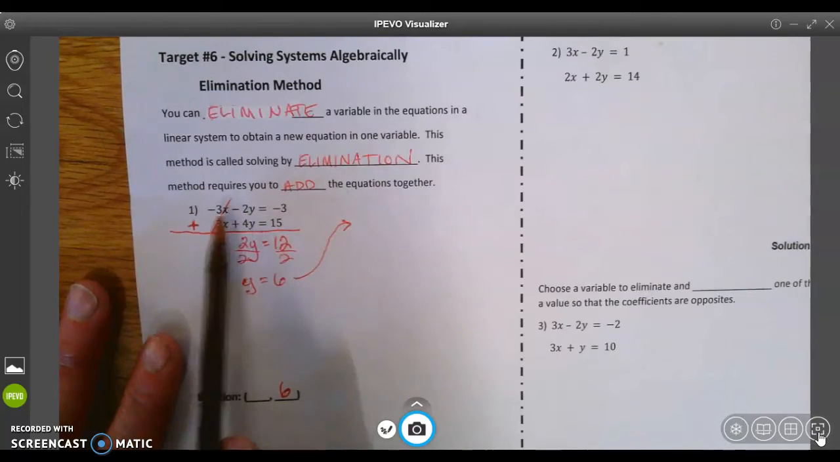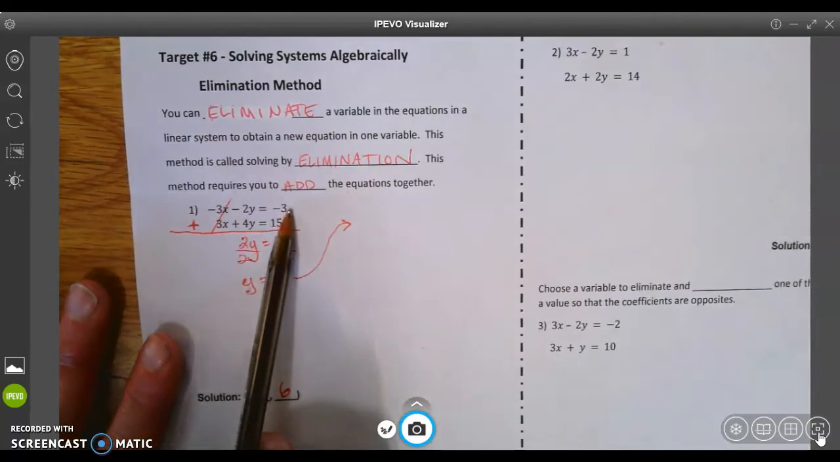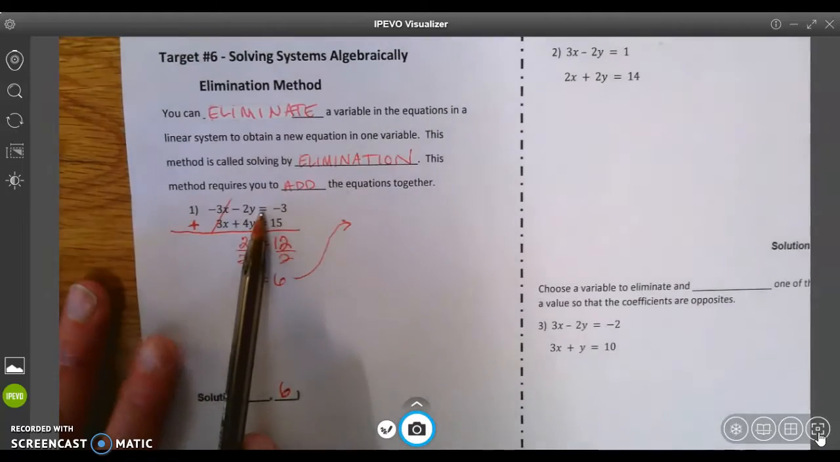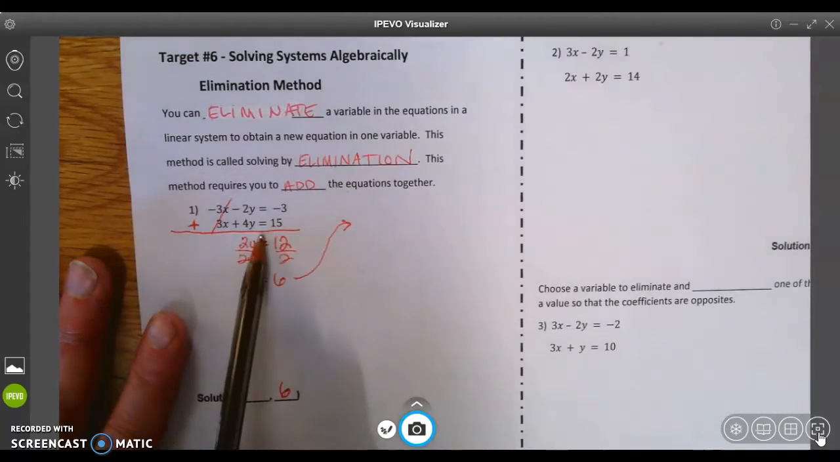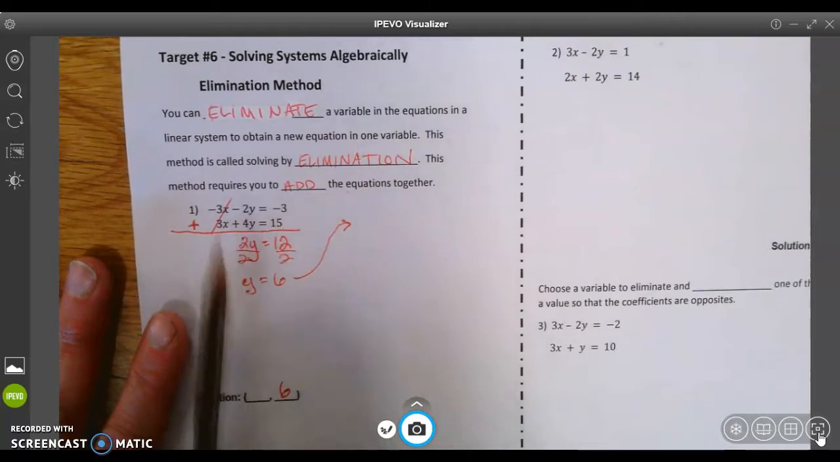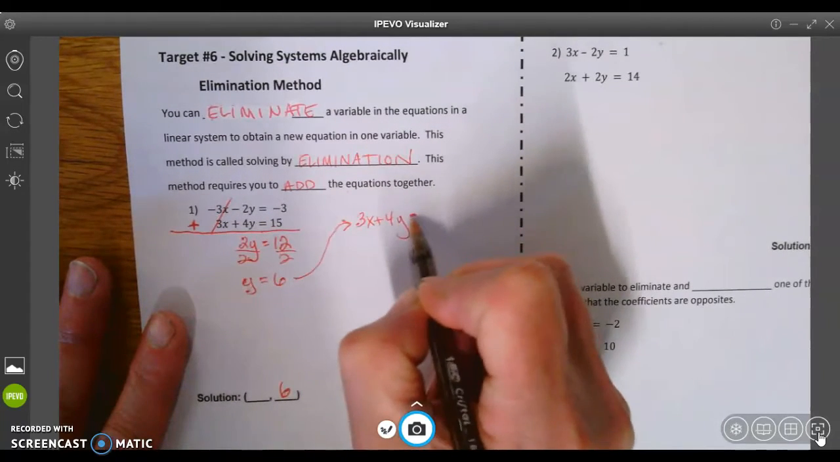This top equation has a negative term here, another negative term here, and another negative term here. And sometimes we can make silly mistakes when there's tons of negatives. So it really doesn't matter which equation you choose, but I always like to choose the smart one where I know there's less chance of making an error.